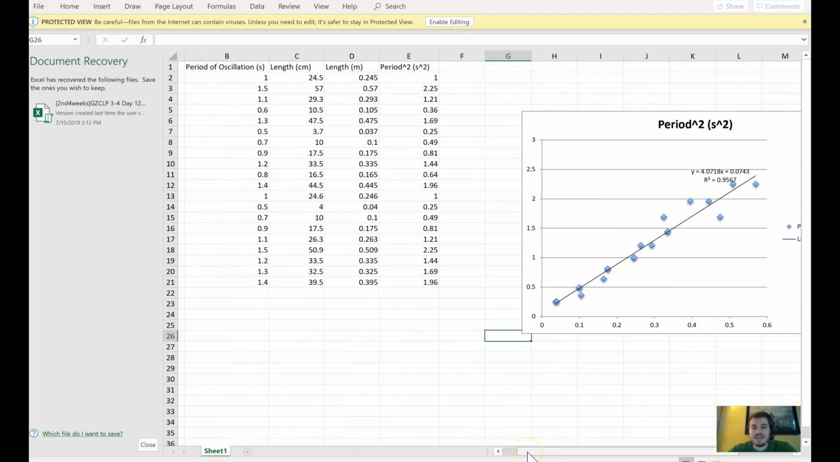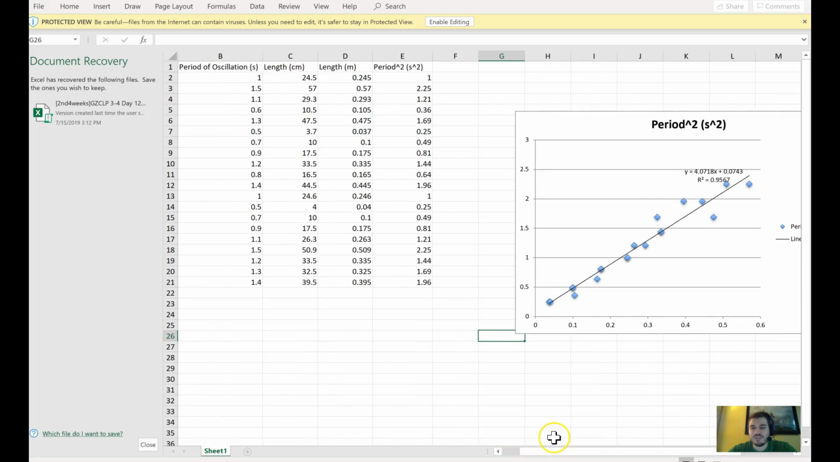So I have here the data compiled from the two classes put together. I've also made a graph using Excel, and we can see that that's a pretty quick and easy process. So the first thing to talk about: why even graph by hand? The first thing is to make sure that you understand how you set up a graph.